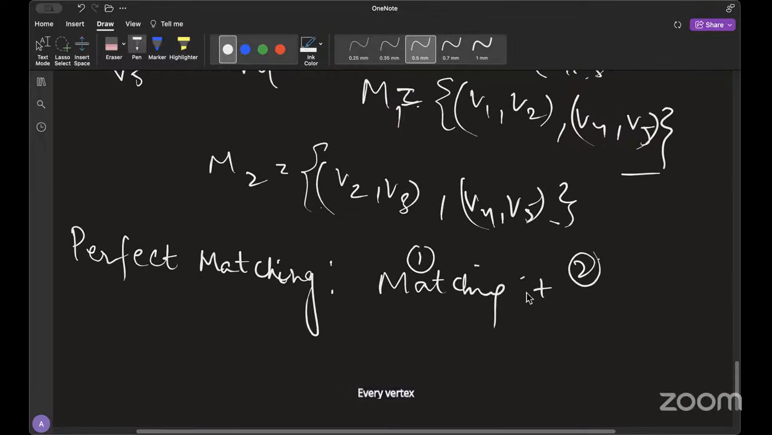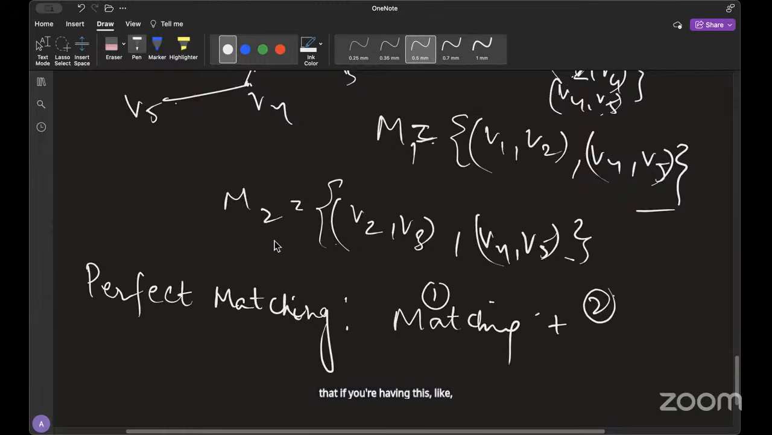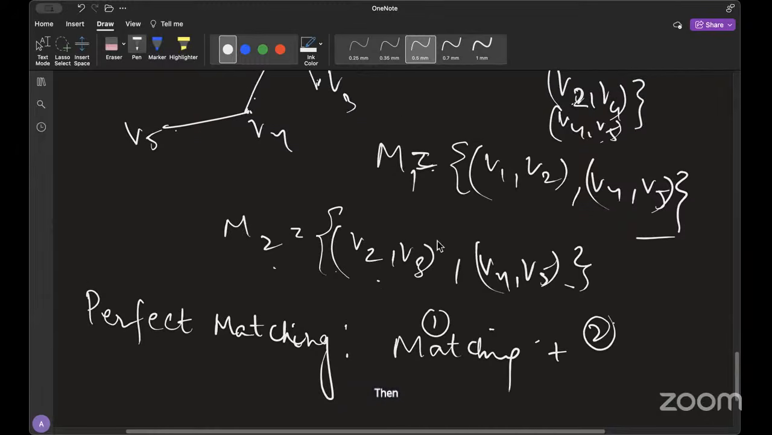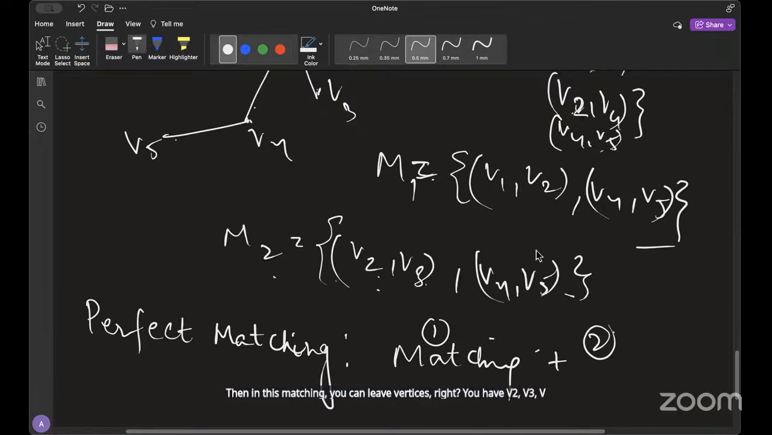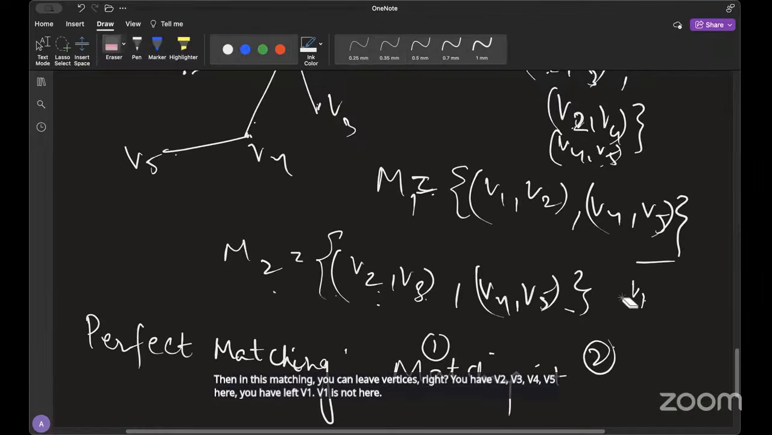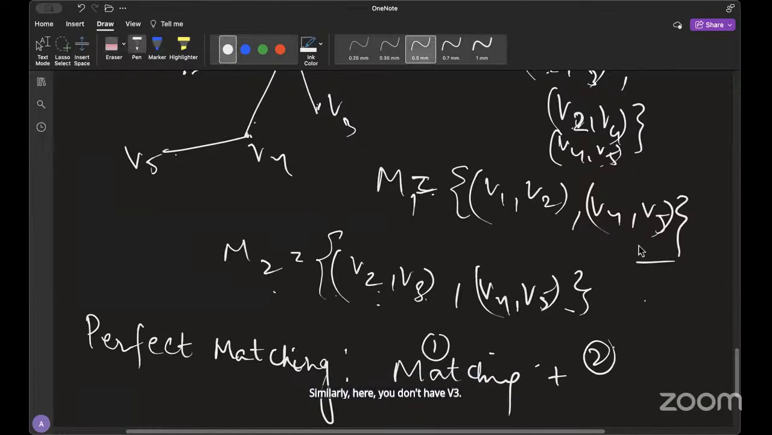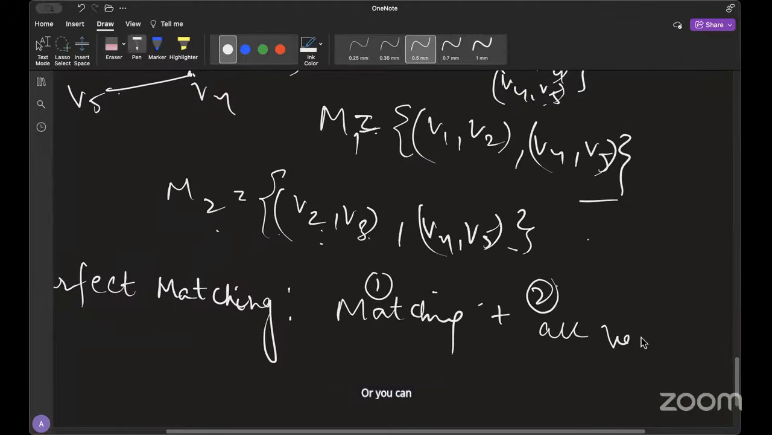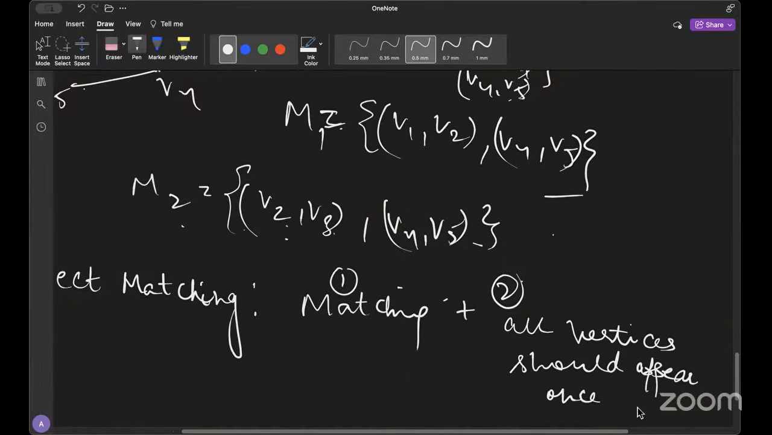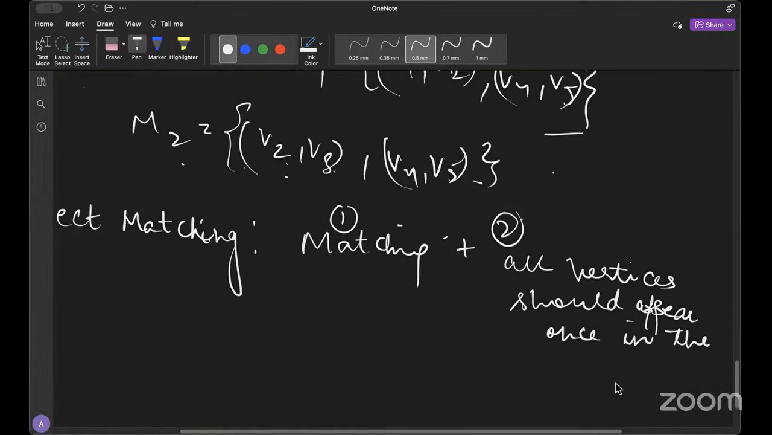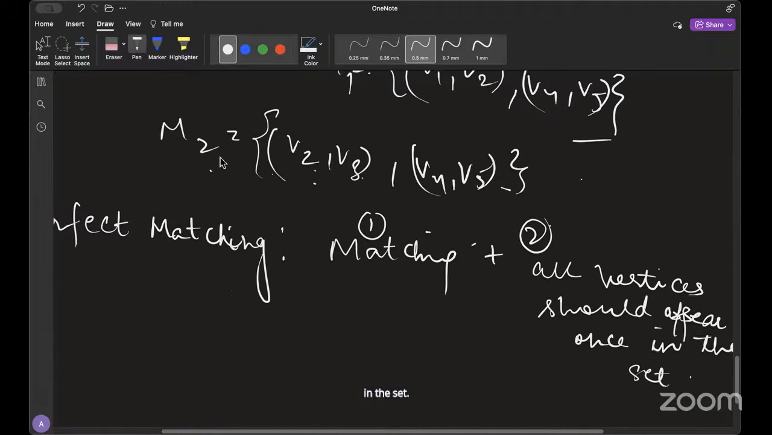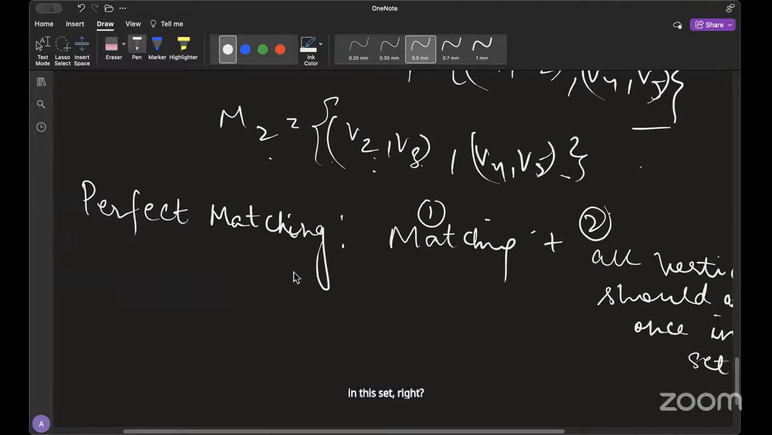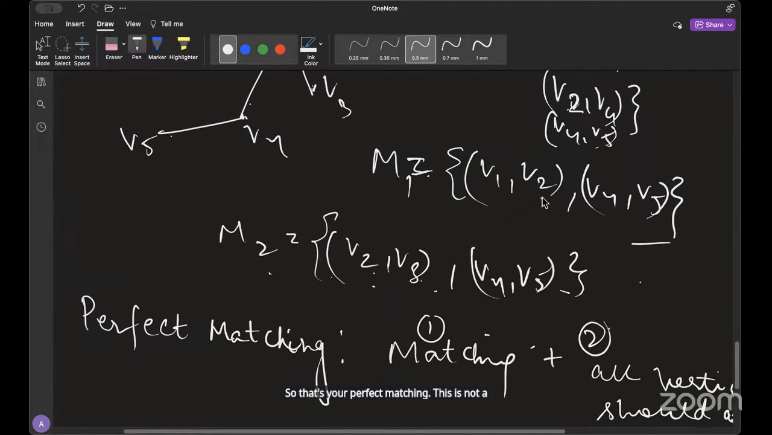Every vertex covered means that if you have this matching, then in this matching you can leave vertices, right? You have V2, V3, V4, V5 here. You have left V1. V1 is not here. Similarly, here you don't have V3. So by covering all vertices, you can say all vertices should be present or should appear once in this set, right? So that's your perfect matching. This is not a perfect matching. This is not a perfect matching.